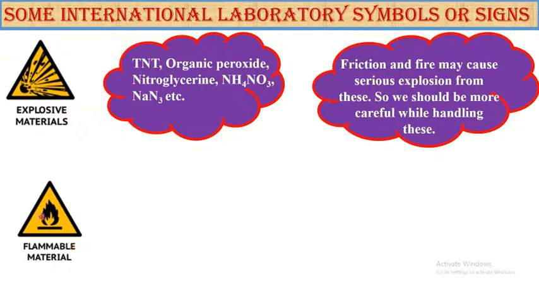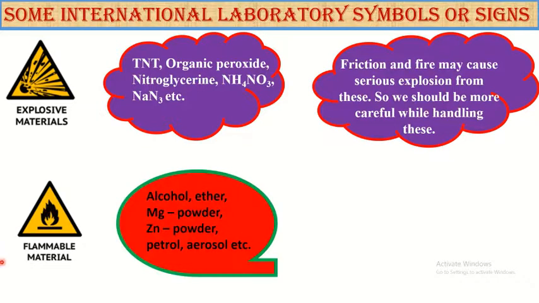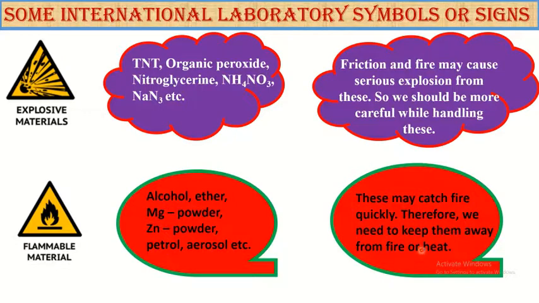Flammable material. Its sign is like this. Which are flammable materials? Alcohol, ether, magnesium powder, zinc powder, petrol, aerosol, etc. These may catch fire quickly. Therefore, we need to keep them away from fire or heat.